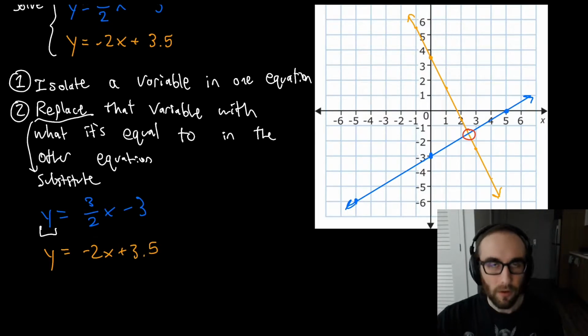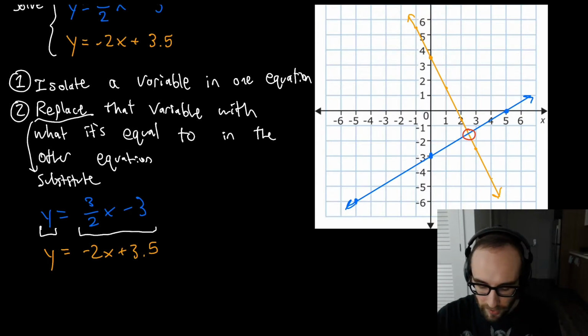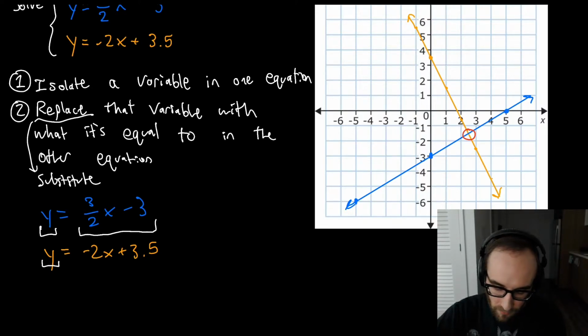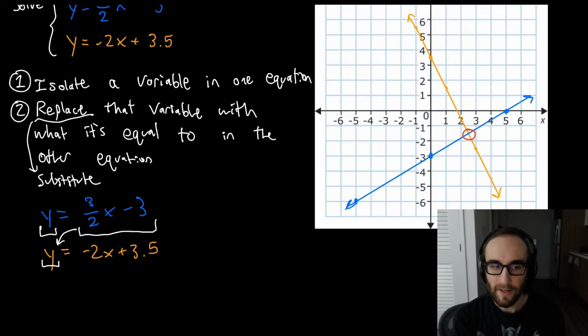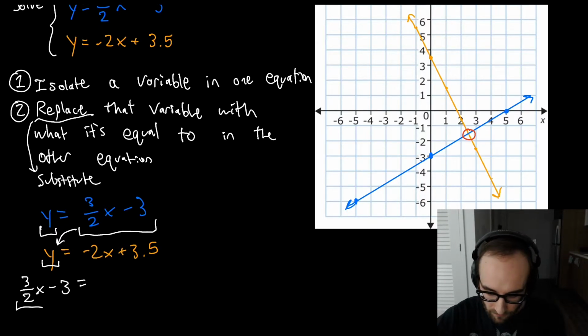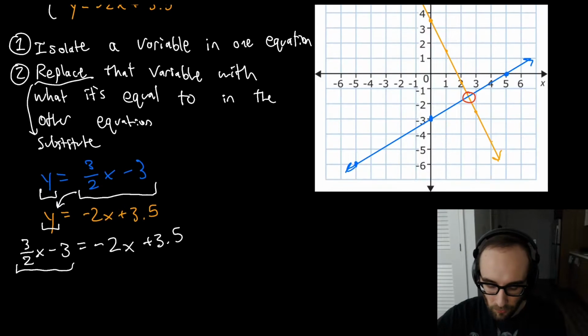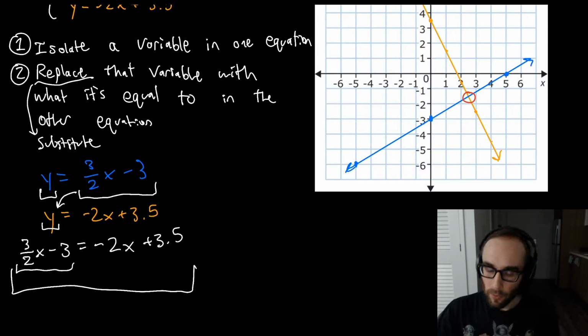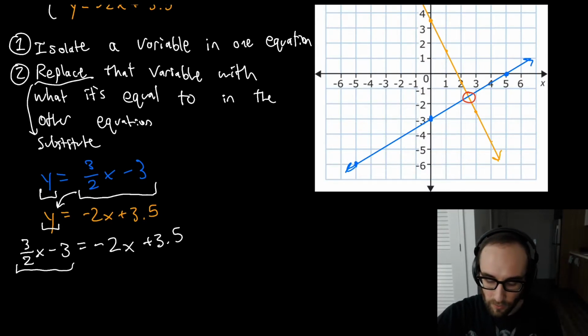We see that in our first equation, we isolated y is equal to 3/2 x minus 3. So what we're going to do is replace y in the other equation with what y is equal to in our first equation. We know y is equal to 3/2 x minus 3. What that means is that we can take y, and instead of writing y, we're going to write 3/2 x minus 3 on that left side. And this is helpful because now we have an equation where we only have one variable, and that's x. So we can use what we know about solving equations to solve for x and find out what x is equal to.